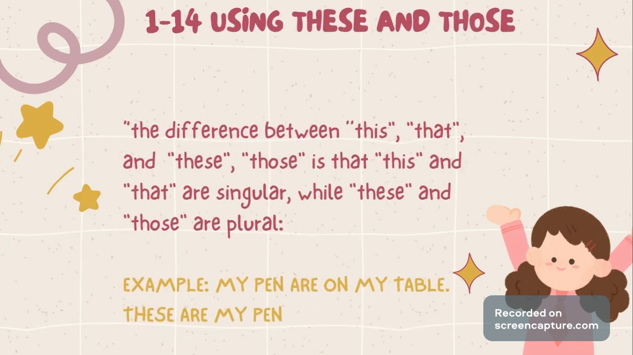Okay, next, using these and those. The difference between this, that, these, and those is that this and that are singular. It means that it's only one, not two or three or more. While these and those are plural. So, plural means it can be two, three, four, or more. Example, my pen is on my table and these are my pens. So there's a difference between the first and second sentence. The second uses these because the pen is more than one.